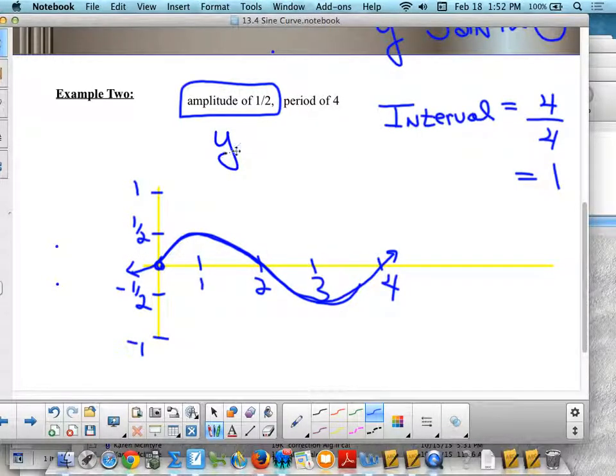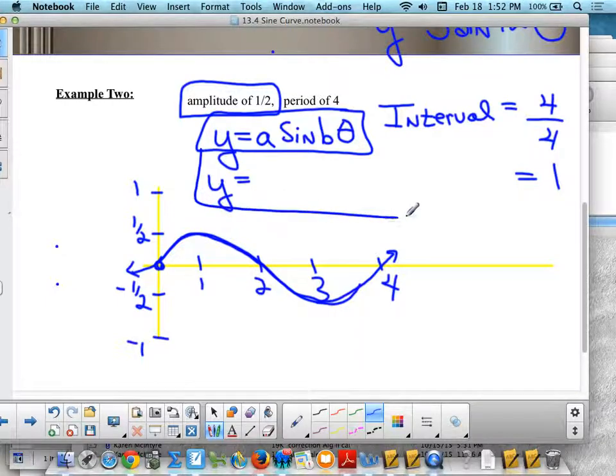So here we go. Y equals A times sine of B theta. Where do you get that equation? This equation is the generic equation for sine. This number A is the amp. You know the amp. It's 1/2, times sine of B theta. Well, B is not that easy to find. It's not hard, but you can't just look at the picture and pick out B. So you go to your formula. Period equals 2 pi over B.